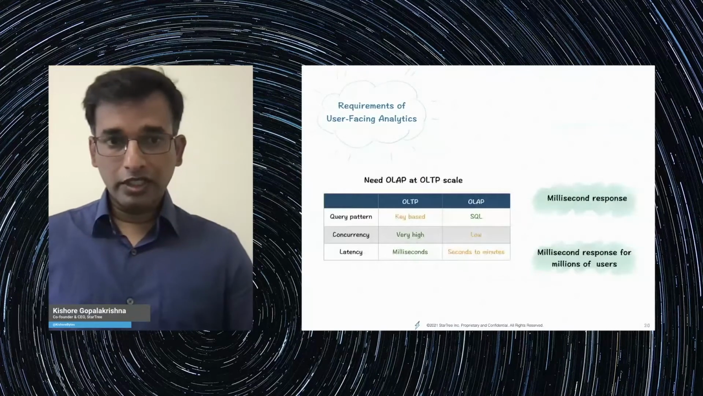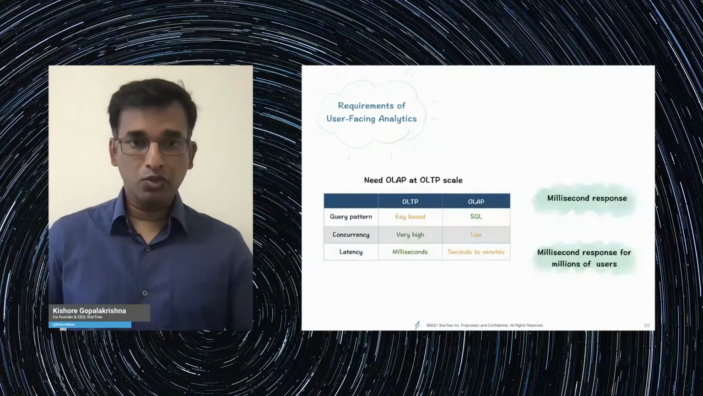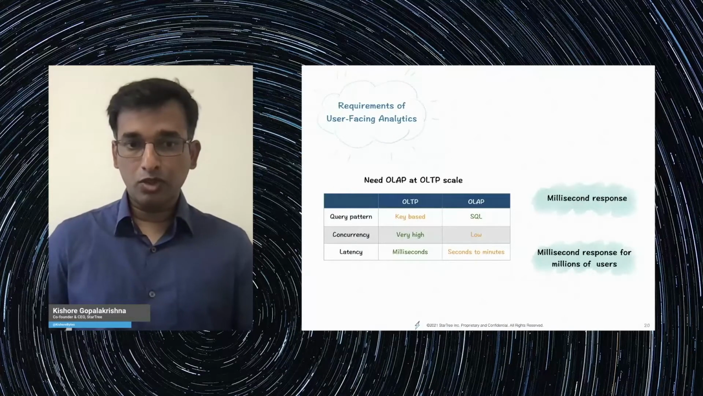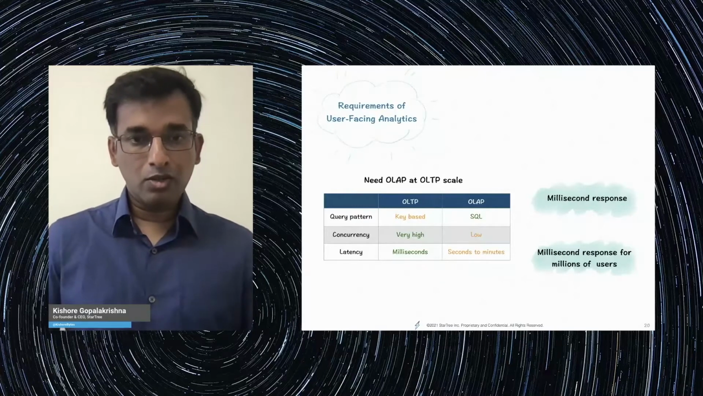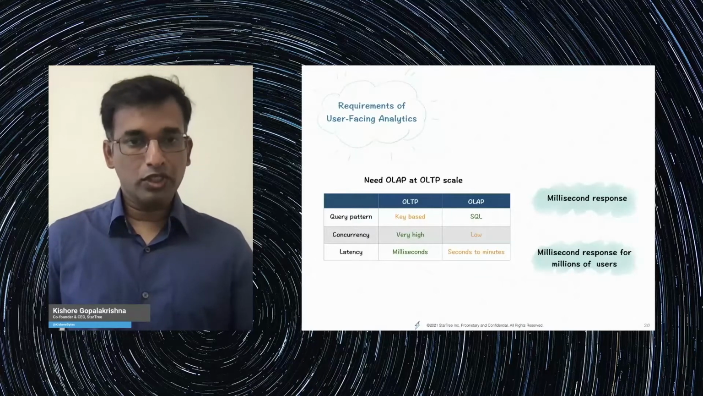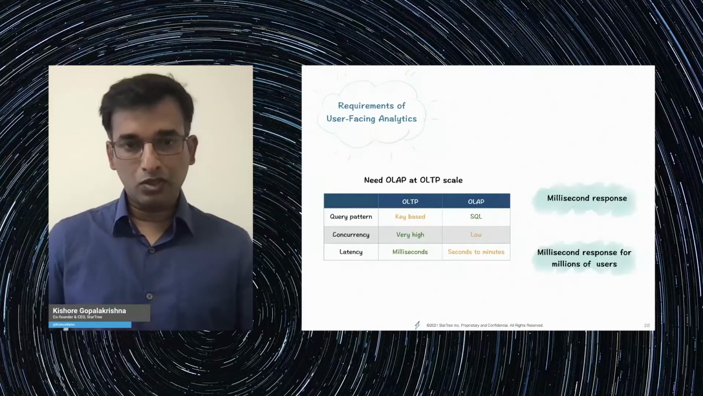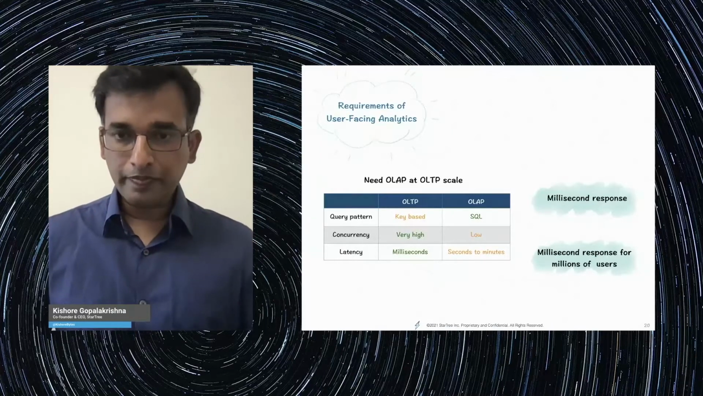Last but not the least was to provide the best of two worlds. If you are familiar with the transaction processing world, they're very, very good. They're made for handling very high concurrency and still being able to provide millisecond latency. But they limit the query pattern. It's always key based, so you look at a particular key. And that's one of the reasons why even NoSQL was born.